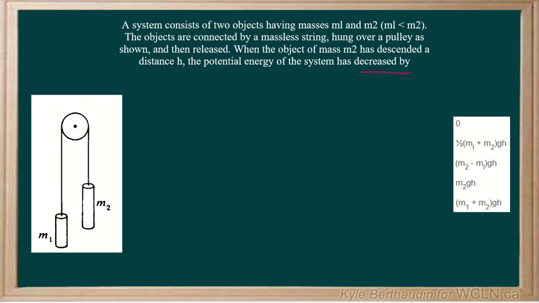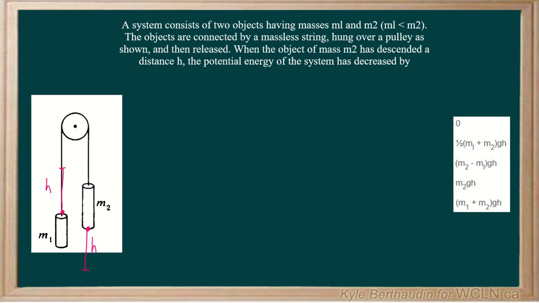By how much? So quickly adding on to our diagram here, what we're asked is we have this setup and then it's released. And we are wondering, after this mass descends, goes down a distance of h, the potential energy of the system decreases by how much? So if m2 goes down a distance of h, since it's connected to m1, then m1 also goes up a distance of h because they're attached.